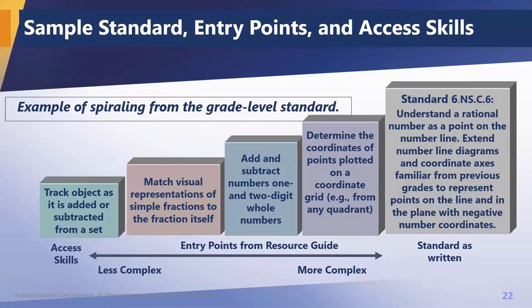Here's an example of what it looks like. Here's the standard as written. So that would be that first page we looked at, grade five, but this is a grade six. And you can read all of the things that a grade six student should know before they leave about extending number lines, coordinated axes. They have to, from previous grades, represent points on the line in the plane with negative number coordinates. That's a standard as written. That's a lot to absorb and maybe a lot for your students. I know it'd be a lot for me. And so we want to find something. What can my student do to access that skill?